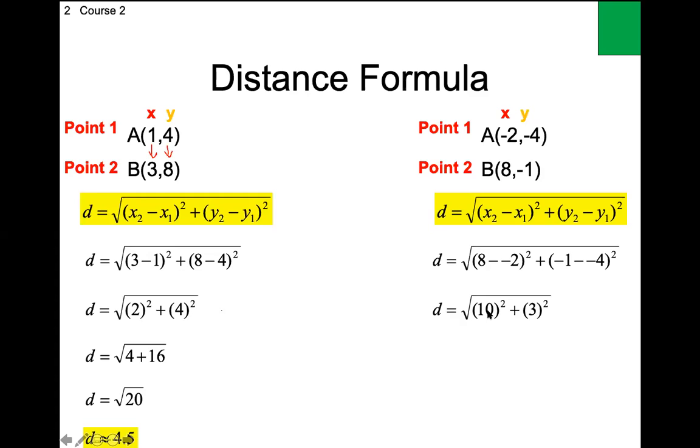And let's see, 10 squared is 100, 3 squared is 9. So 109. Let's see, what squeezes 109? That would be 100 and 121. Let's see, it's 9 away from 100, and it's 12 away. So it's kind of close to the middle, but leaning a bit towards the 10 squared rather than the 11 squared. So 10.4 is what my calculator says.